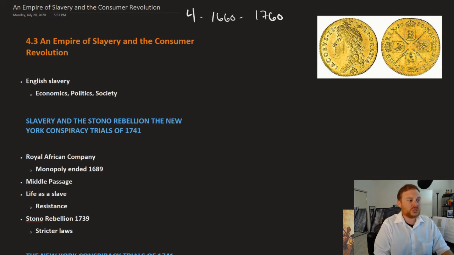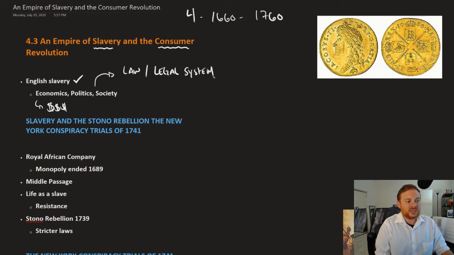And Section 3 talks about two major themes. The first one being slavery, the second one being the consumer revolution or the economy. We've talked about slavery already, and one important thing to keep in mind is that when it comes to English slavery, it is an economic system in terms of making money, but it also has its effects on politics, and this is the way that laws or the legal system defines slavery.